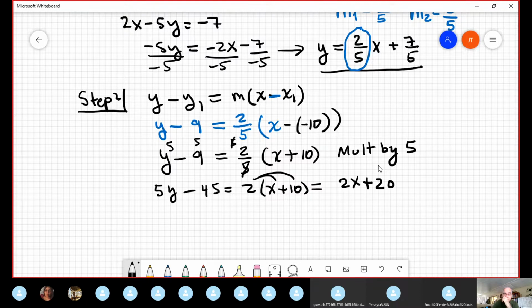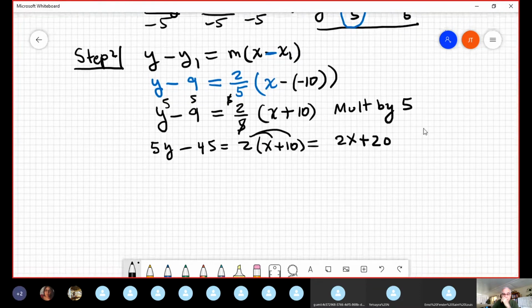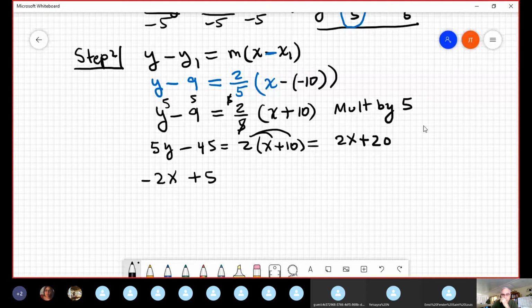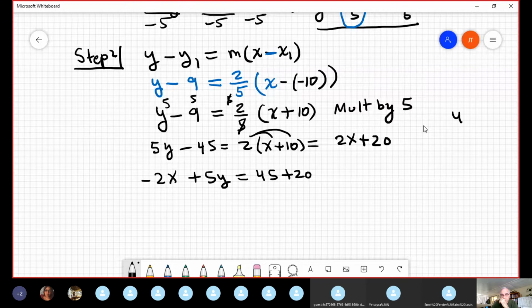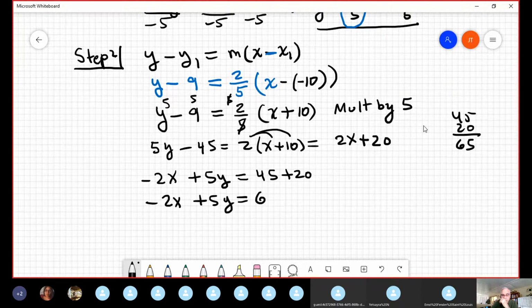See, they want the answer in standard form. The organization, you know what is that? You move everything that contains a variable to the left. I move this to the left, I put it in the first place, minus 2x. Plus 5y stays, and 45 moves to the right-hand side and 20 stays. And 45 and 20 is 65. We have minus 2x plus 5y equals 65.